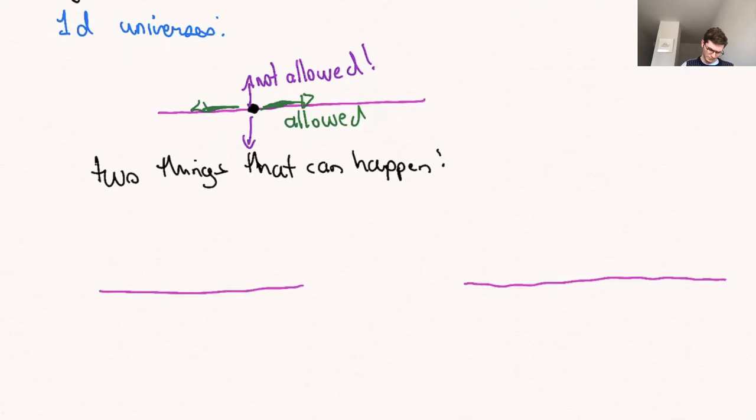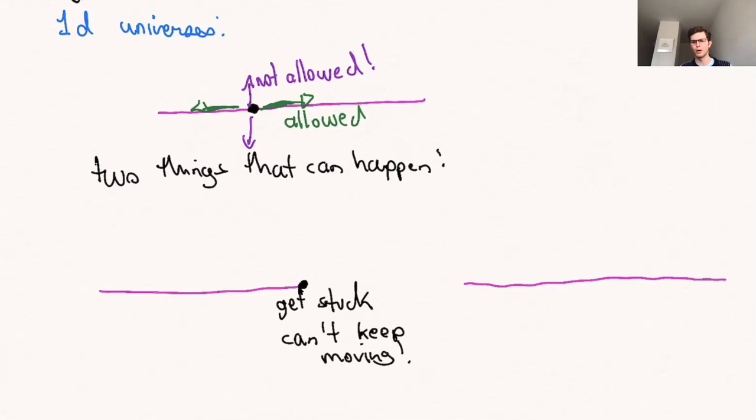One is that you're an explorer, and you get to this edge of the universe. After trying to explore your universe, you just get stuck. You cannot keep moving. You hit a wall of sorts, okay? And if you had moved in the other direction, you would have the same issue: if you had walked to the left and got to the other end, you are stuck. It's the end of your journey. So this is option one.